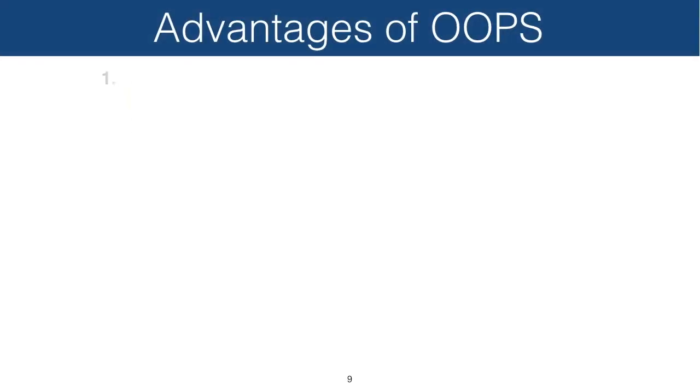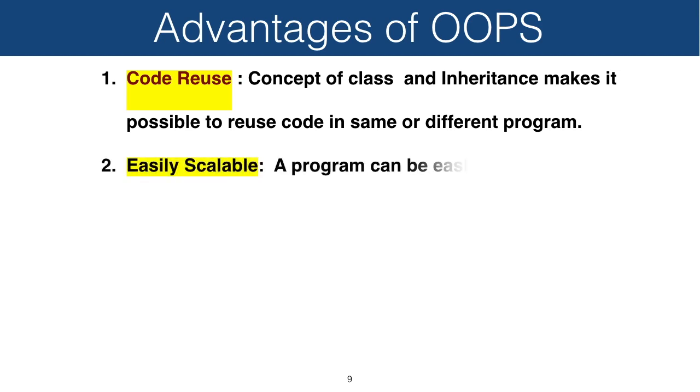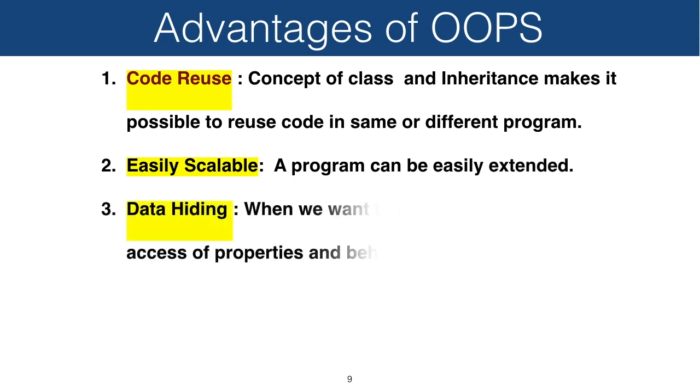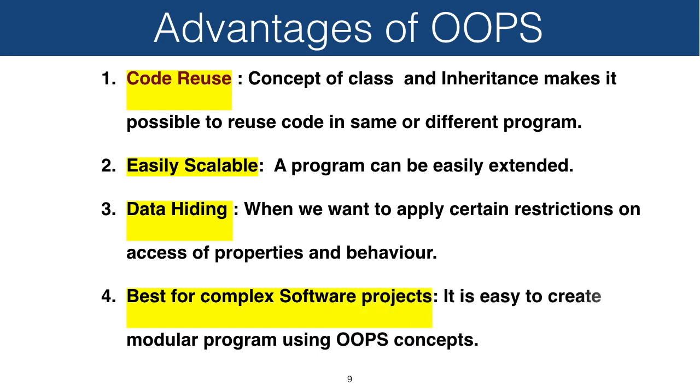Advantages of OOPS. Code reuse. Concept of class and inheritance makes it possible to reuse code in the same or different program. Easily scalable. A program can be easily extended. Data hiding. When we want to apply certain restrictions on access of properties and behavior. Best for complex software projects. It is easy to create modular programs using OOPS concepts.